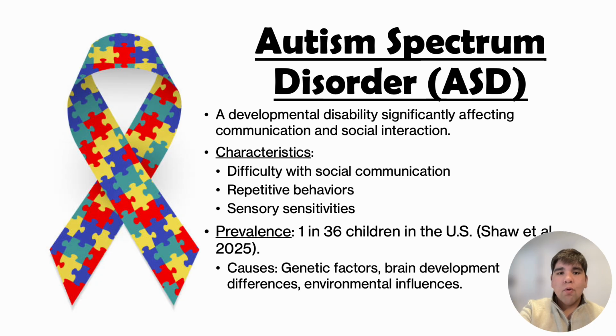ASD affects about 1 in 36 children in the United States. Research suggests genetic factors and differences in brain development play a major role, along with some environmental influences. Understanding these causes helps us respond with empathy rather than judgment.